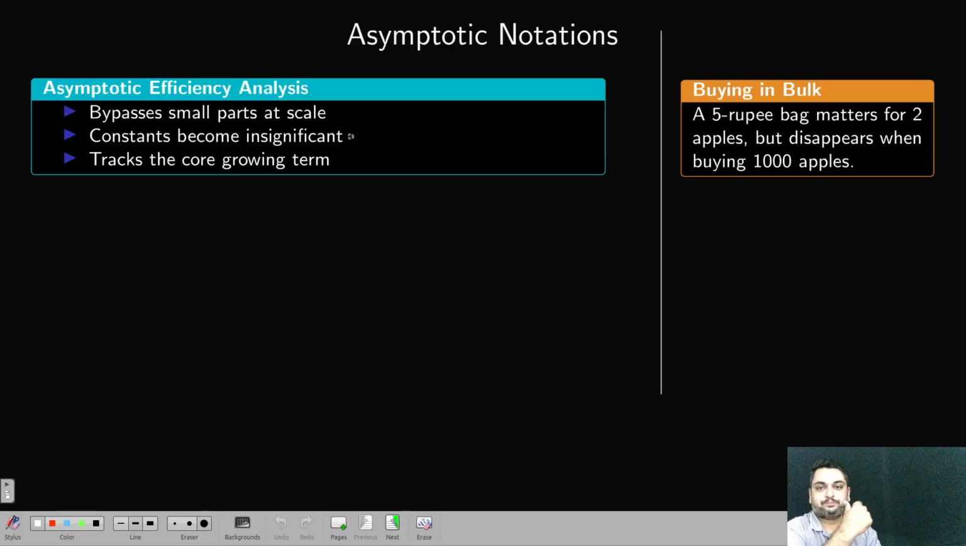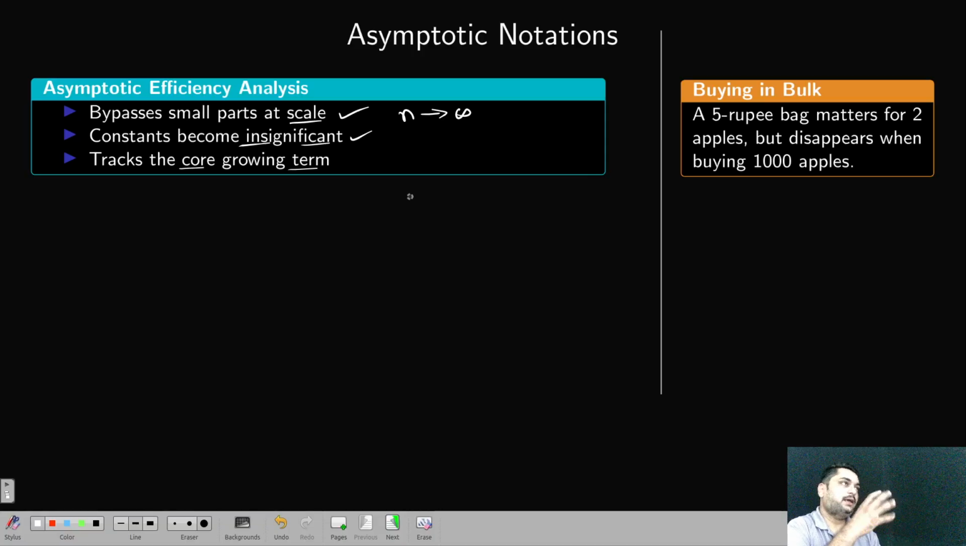So what is asymptotic efficiency analysis? It bypasses small parts at scale. At scale means when the input size approaches infinity, that is, a very big input size. Constants become insignificant, which you have already seen. It tracks the core growing term, whichever term is of the highest order, that we will consider. We will see why in this video, why it matters and how this asymptotic notation framework works.